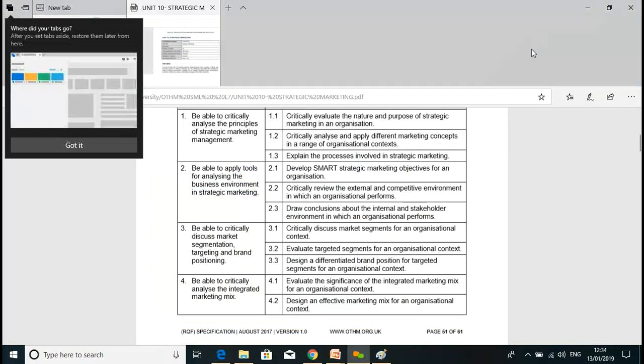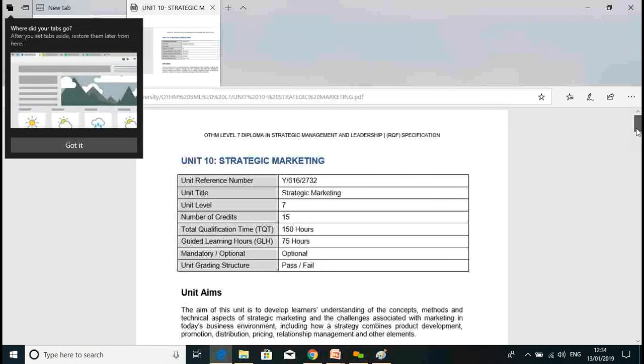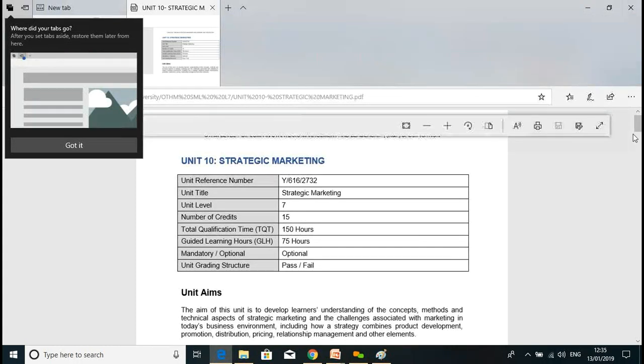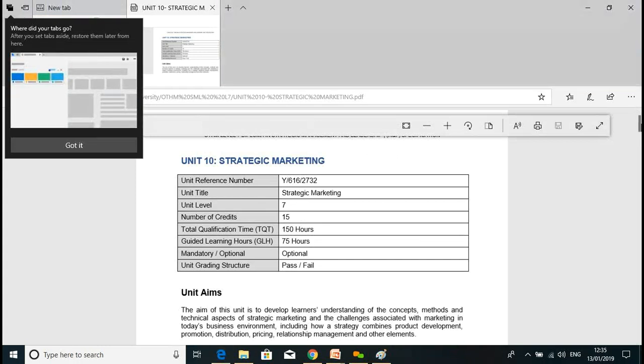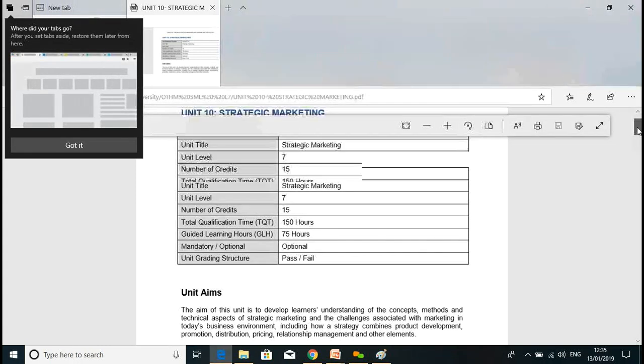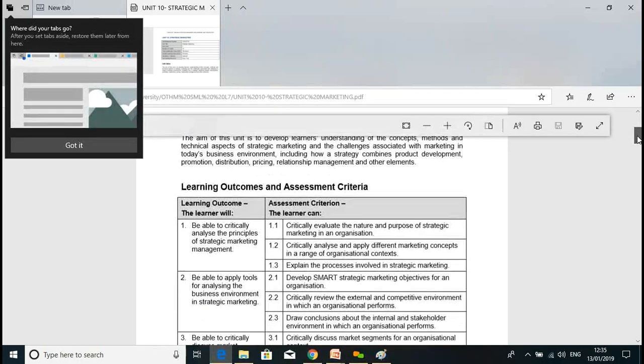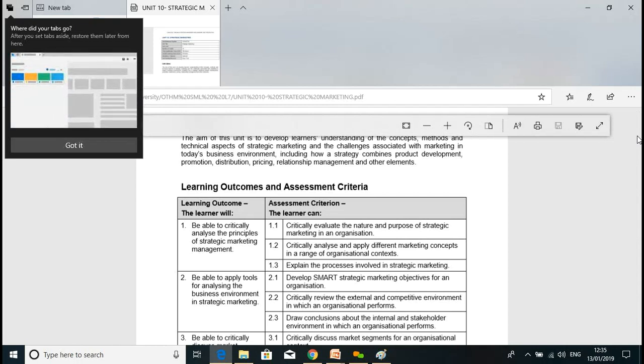So we'll start first. This is today's session, the second session. Before the recap, we'll see what we're supposed to learn today. Second session on marketing. In the first session we already covered LO1, where we discussed being able to critically analyze the principles of strategic marketing management. We discussed what management is, marketing, and what is meant by strategic marketing.